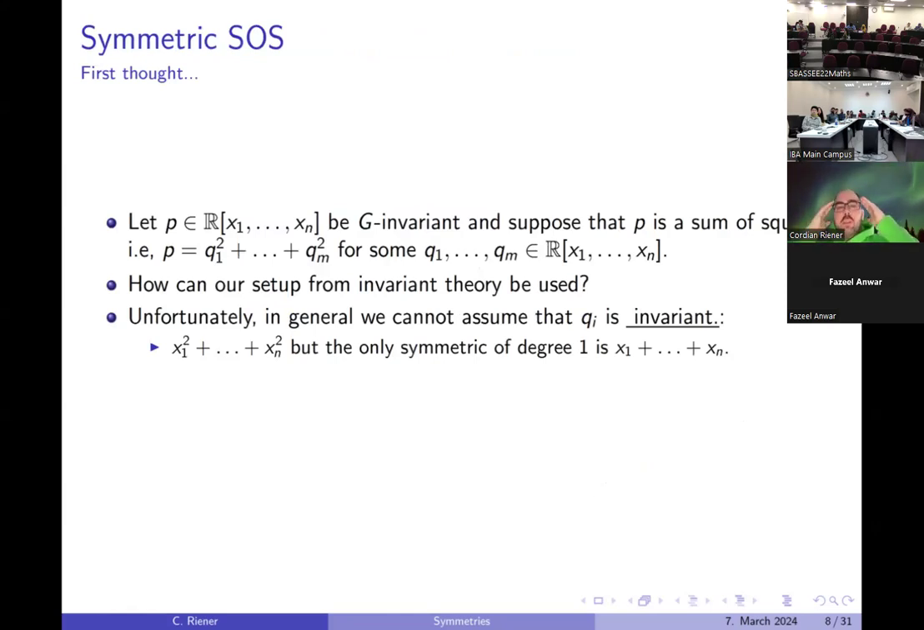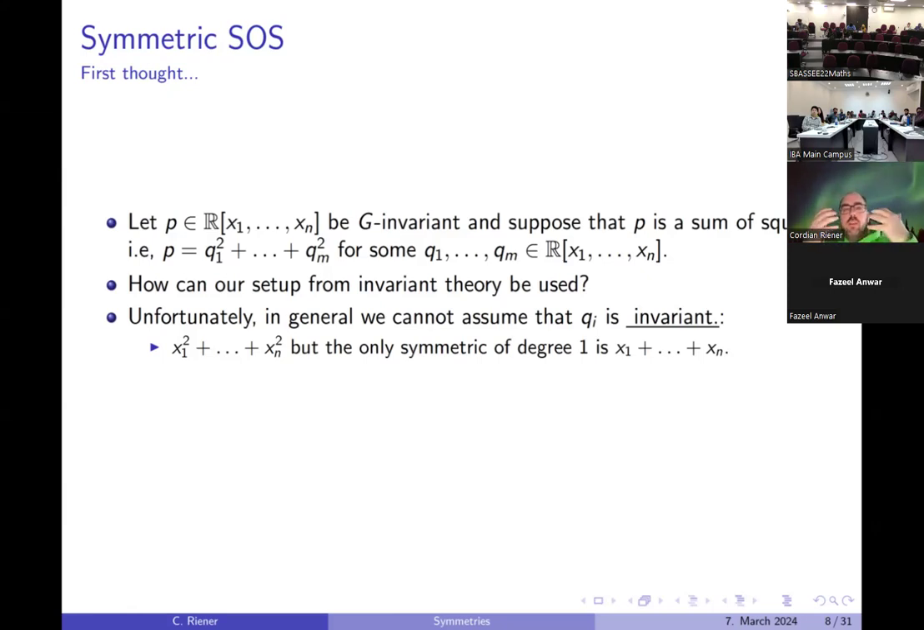So just remember, the important thing is now we're looking for sums of squares of polynomials. Okay, so I have a polynomial, and now I also have this polynomial is invariant by a group. And I suppose now I know that P is a sum of squares, so I can write it as a sum of squares. So the question is a little bit, how can we use our whole setup on invariant theory?